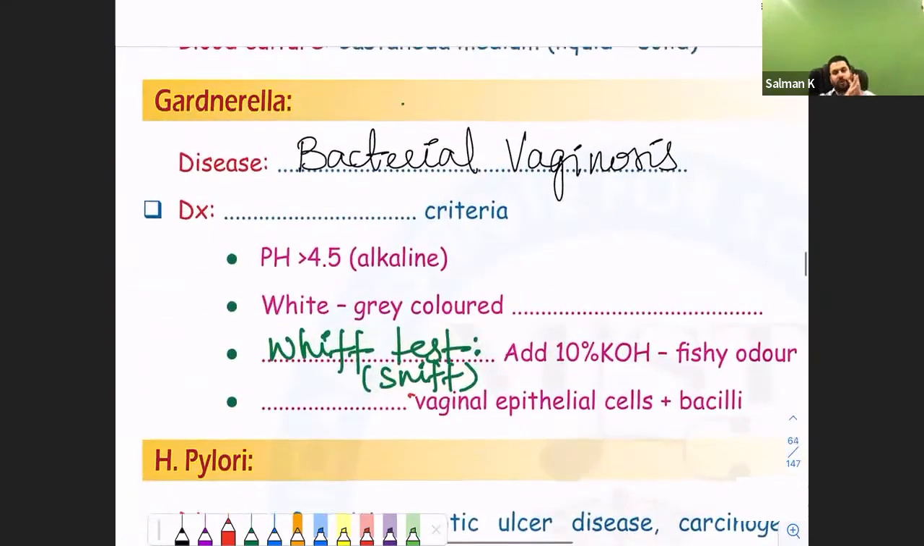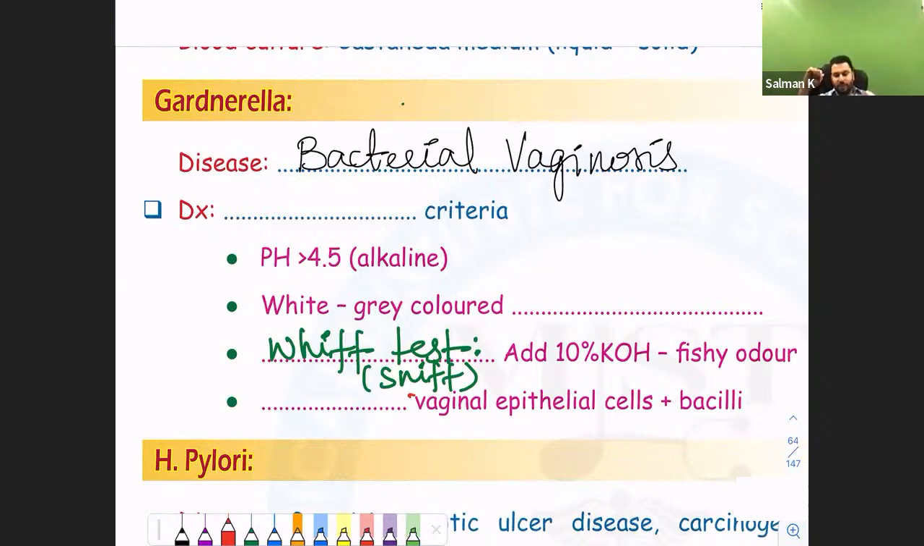Coming to an important organism, Gardnerella. Next organism is Gardnerella. Please know the point. Gardnerella causes bacterial vaginosis. And this disease comes when one of the bacteria called lactobacillus has died. Lactobacillus or Doderlein's bacillus, when it has died, we get to see this.